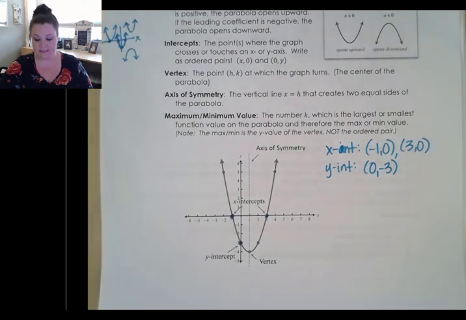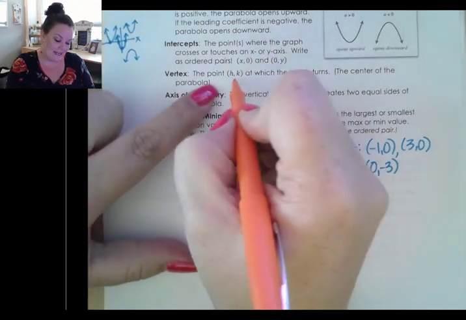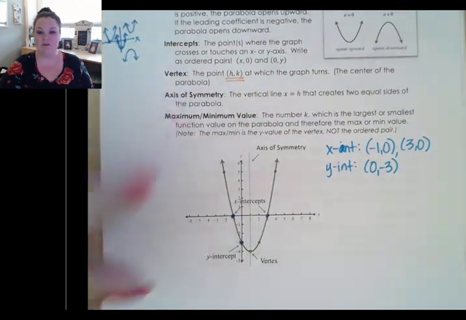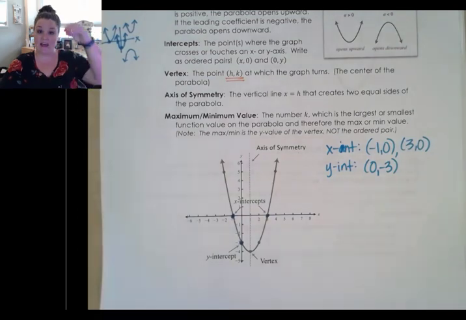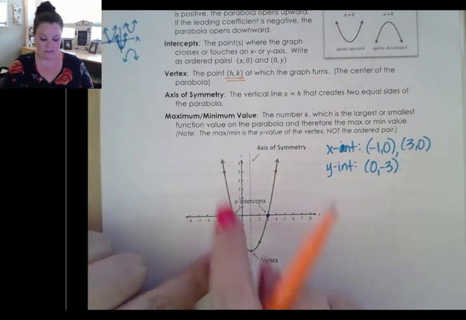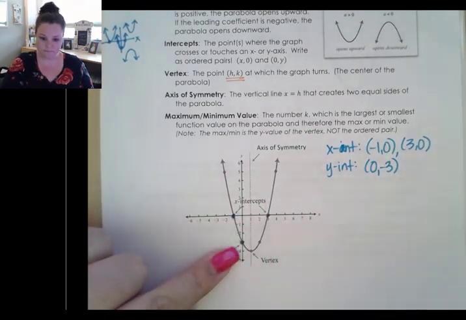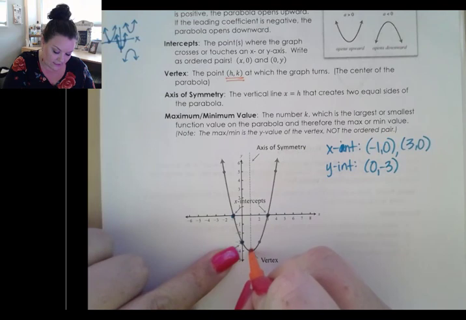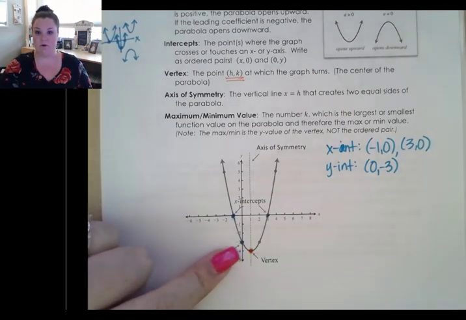Now, the vertex point, I'm not really sure why, but someone somewhere decided that we're going to label that point (h, k). And what that vertex point represents is either the highest point on the parabola or the lowest point on the parabola. So you can see here, since this parabola opens upward, the vertex point is the lowest point on the parabola.